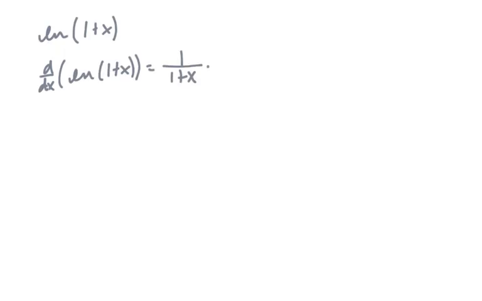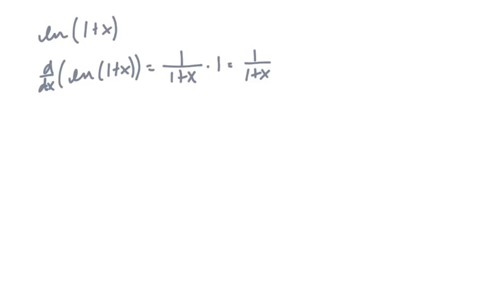Okay, so let's look at another example now. It says find a power series representation for natural log of 1 plus x and find its radius of convergence. So the derivative with respect to x of natural log of 1 plus x is 1 over 1 plus x times the derivative of the inside, for chain rule, which is 1. So we get 1 over 1 plus x.